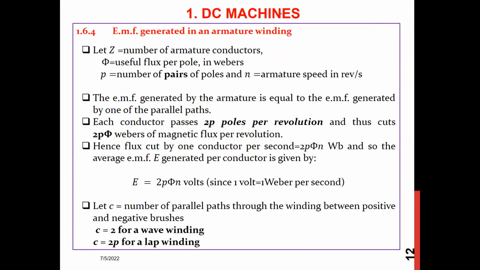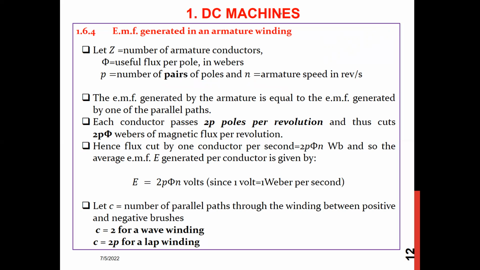You let Z be the number of armature conductors, then phi to represent the flux per pole in Webers. Webers is the SI unit of flux. And then P is the number of pairs of poles. And N is the armature speed in revolutions per second.